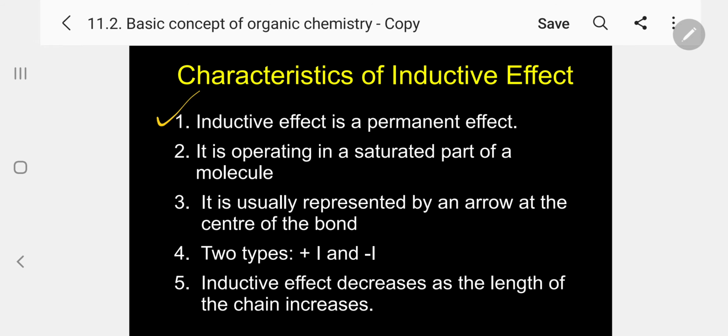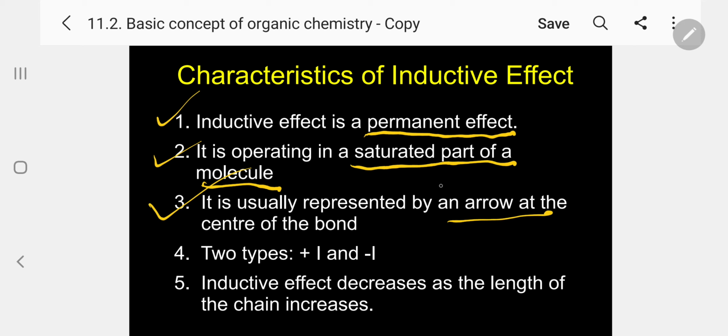Please follow. Inductive effect is the permanent effect, the first characteristic, always present in the molecule. It is operating in a saturated part of a molecule, that is the aliphatic side. It is usually represented by an arrow at the center of the bond. There are two types, plus I and minus I. I will explain later. Inductive effect decreases as the length of the chain increases. When the length increases, the effect decreases.